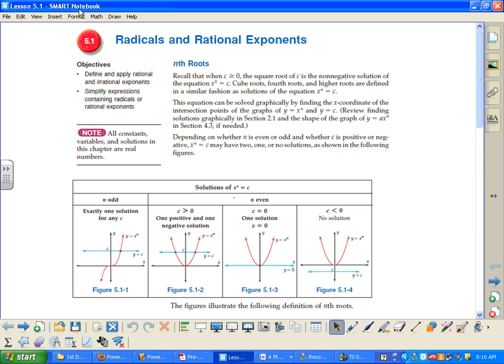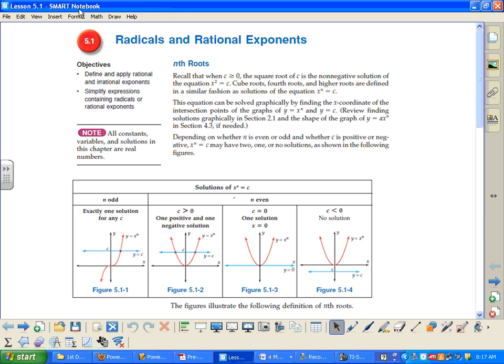Okay, so radicals and rational exponents is lesson 5.1. We'll go ahead and go through each of these first few examples together to get you started for this new chapter.